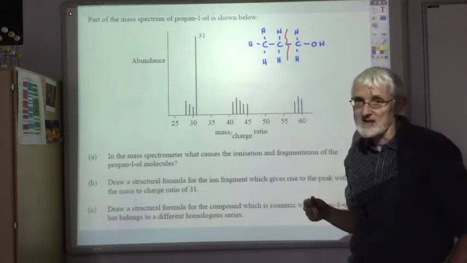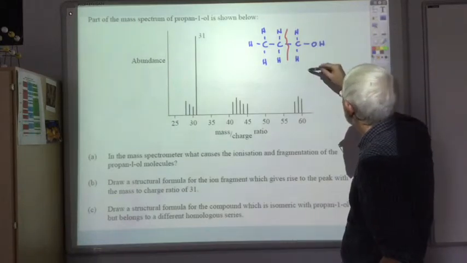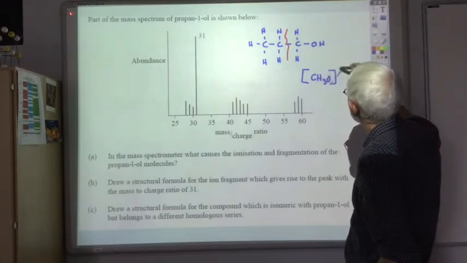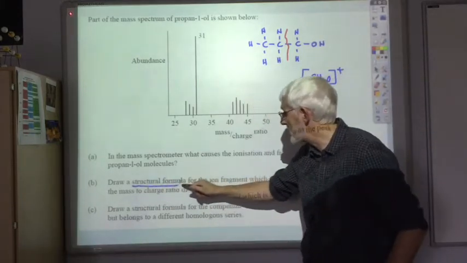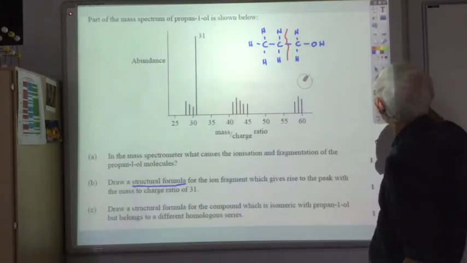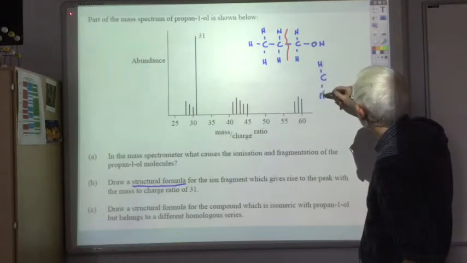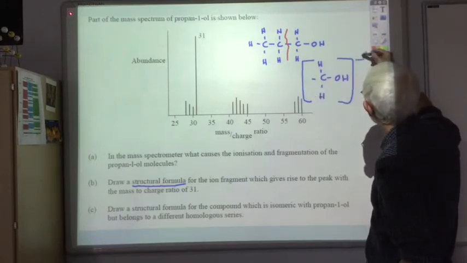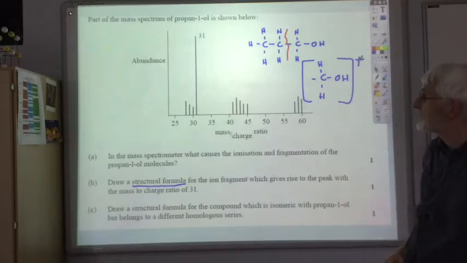Now, if the question had just said identify the ion fragment, you could write your answer as CH3O+. But in this question it says draw a structural formula for the ion fragment. So in that case, because I want a structural formula, we would need to draw it as that. So that's the structural formula for the ion fragment at 31.